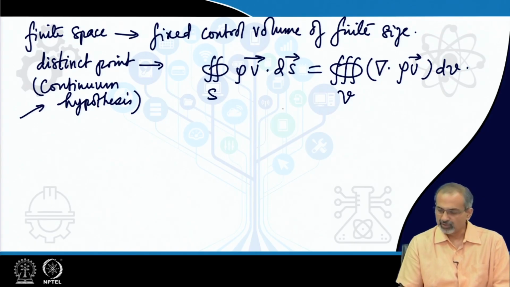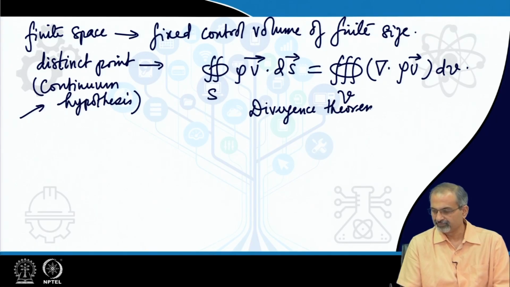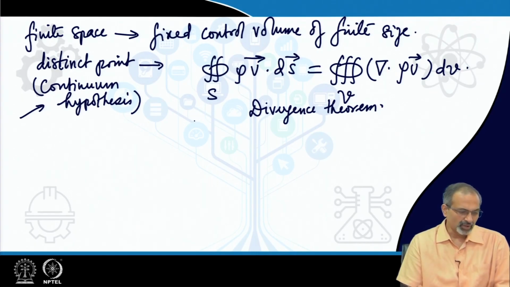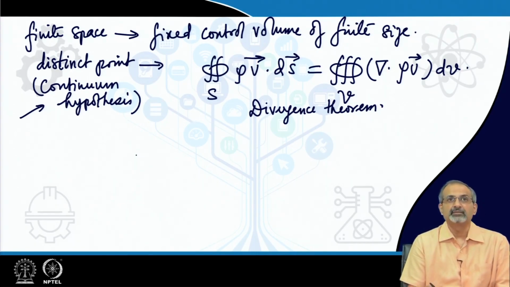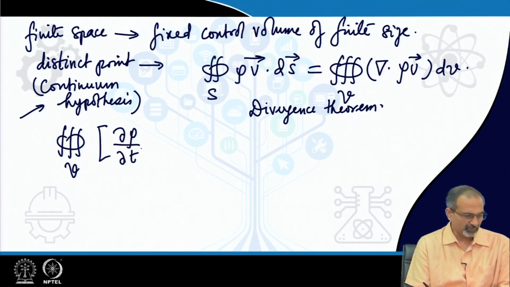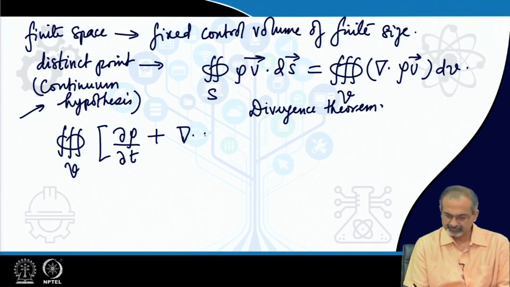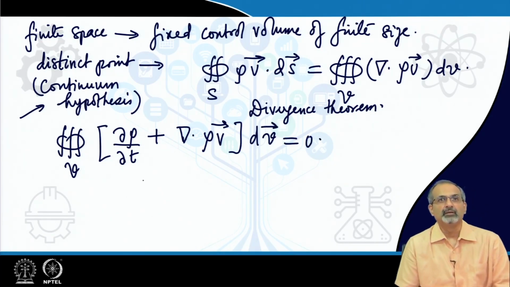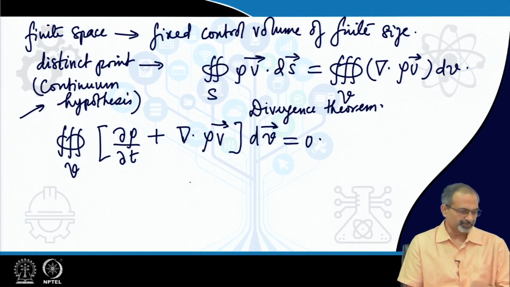How do we do it? We do it using the divergence theorem. We have learnt about this theorem in the previous lectures. So, now we are able to get the surface integral converted to a volume integral. So, we have two volume integrals involving del rho del t and the divergence of rho v.